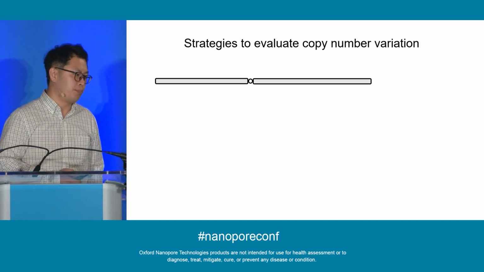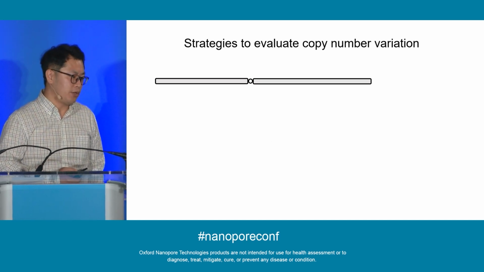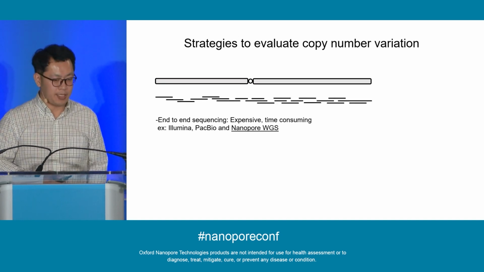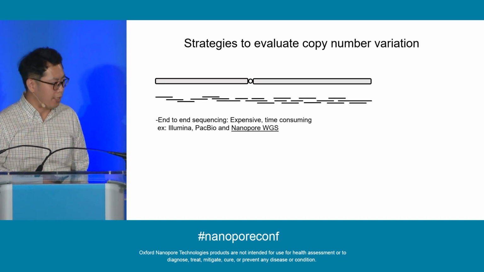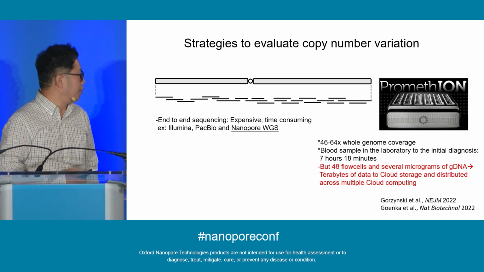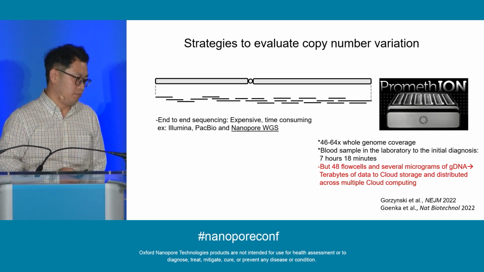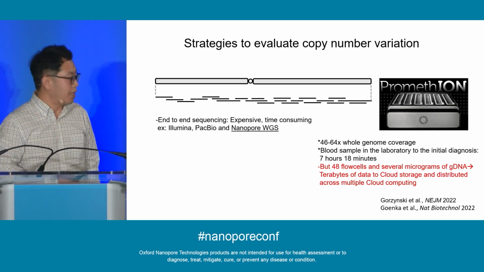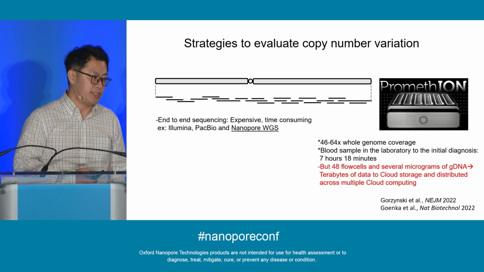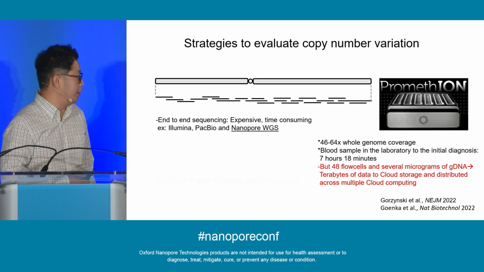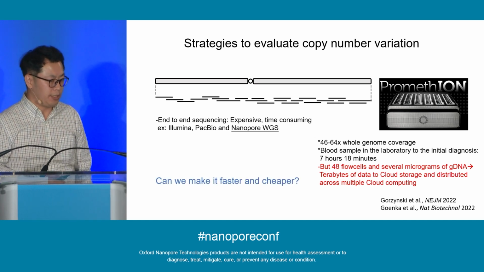If you think about the problem, very intuitively you say, let's just sequence the genome end-to-end. Obviously, many groups have done that using next-gen sequencing, PacBio, or even nanopore sequencing. The Stanford group a couple of years ago published nanopore whole genome sequencing in 7 to 8 hours. But keep in mind, you need to load 48 flow cells at the same time to reach this, and the data they generated is very challenging to analyze. So can we make it faster and cheaper?